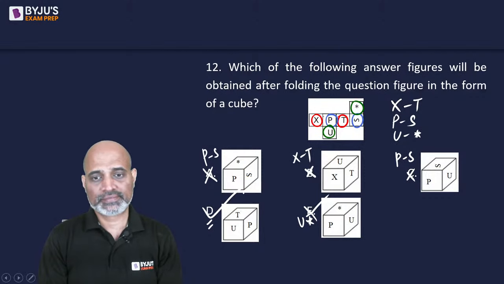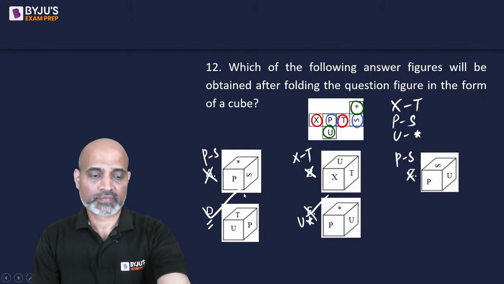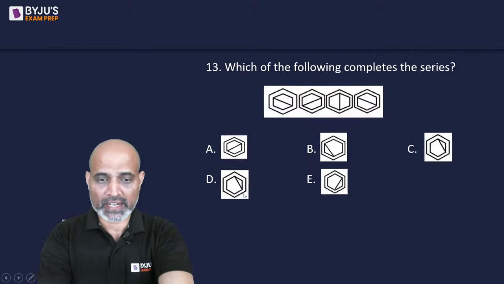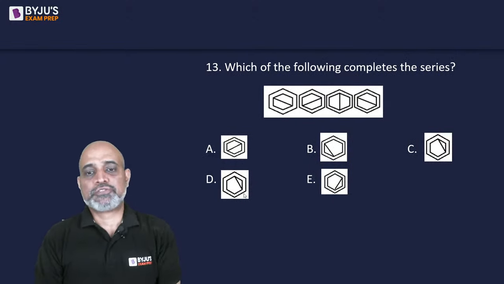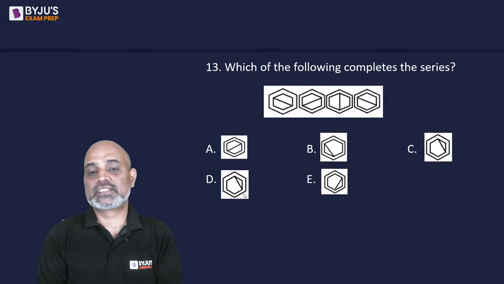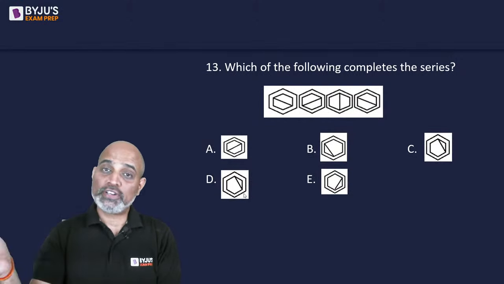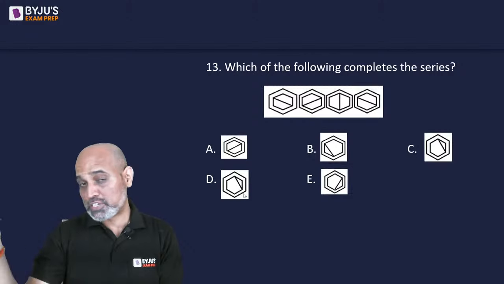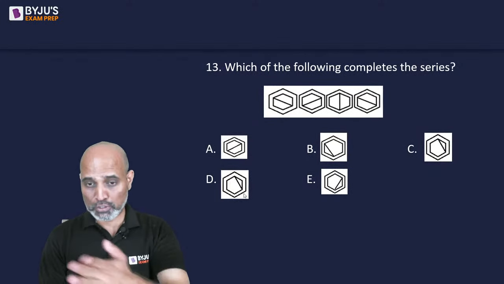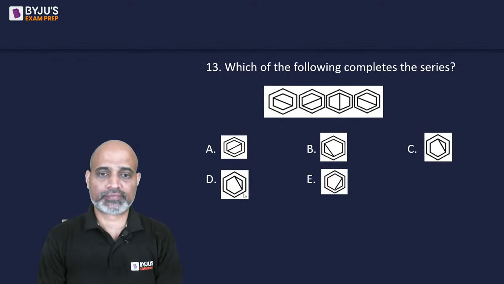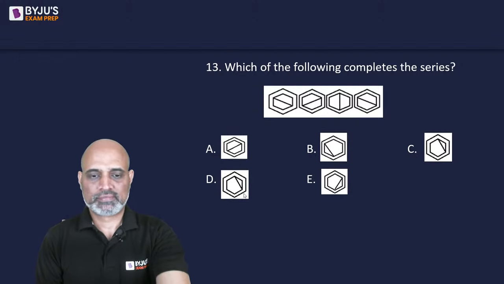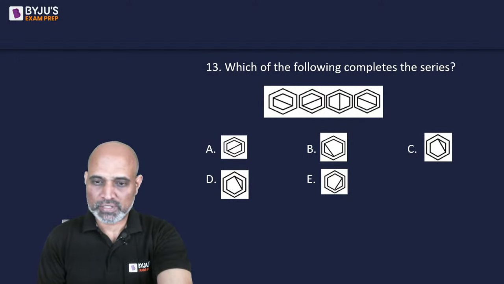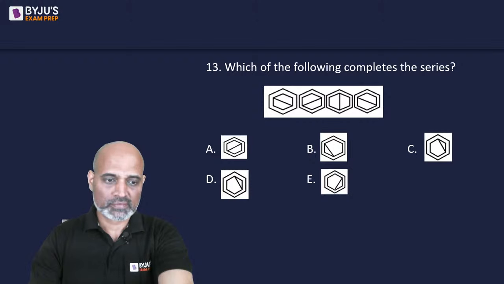Okay? Right. Okay, next one. Which of the following completes the series? So the fifth figure is not visible. You need to find out which figure will be the last one. Last as in, what should come after the fourth? Very simple.